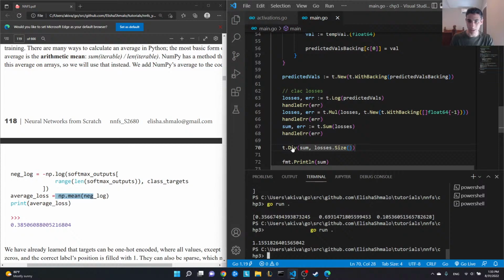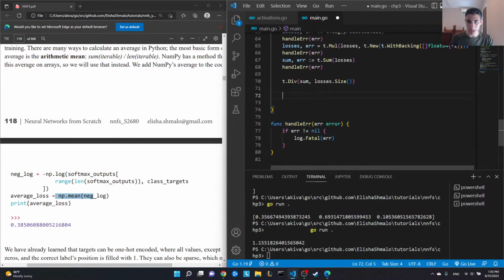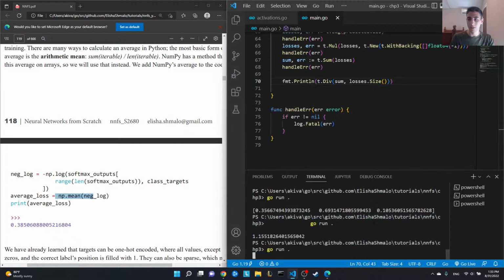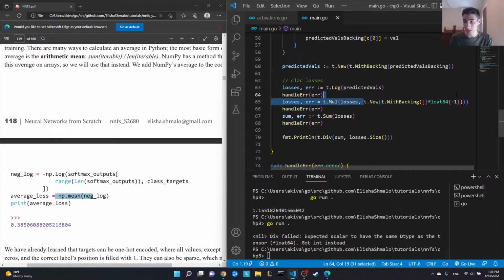So let's actually just try this. I don't think this will work. I think it's going to return an error. So let's print that, and let's get rid of that, and let's put the parenthesis around here. Okay, yeah, this is probably not going to work. I already know why it's not going to work. The reason why it's not going to work is the same reason why we had to do this banana thing up here. Yeah, div failed: expected scalar to have the same data type as the tensor. Instead got an int. Great.